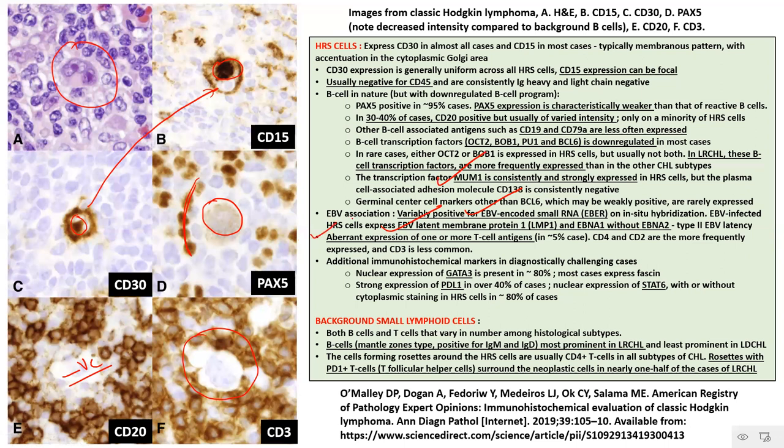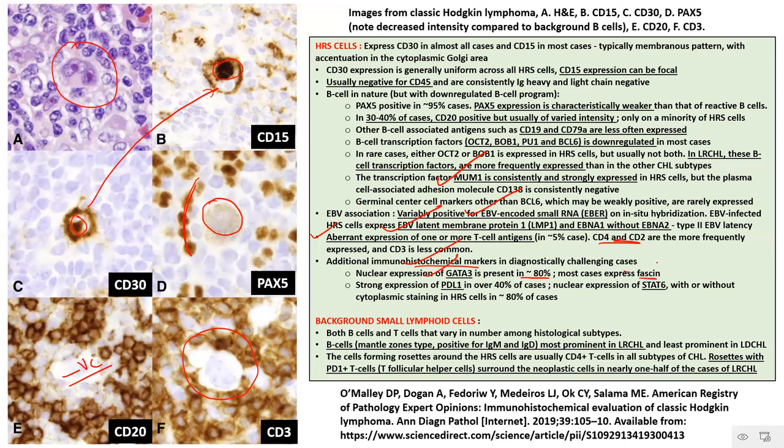Regarding the expression of the T cell markers, keep in mind that a very small proportion of the cases of classic Hodgkin lymphoma can show positivity for T cell markers. But out of that, CD4 and CD2 would be the most often aberrantly expressed markers, while CD3 expression would be less common. Regarding the new immunohistochemical markers which have made their way into diagnostic surgical pathology, nuclear expression of GATA3, the same GATA3 that we talk about in the setting of urothelial cancers and CA breast, is present in around 80% of the cases.